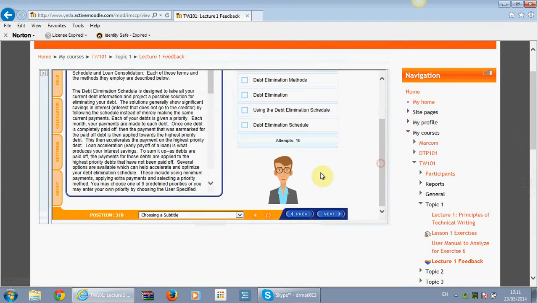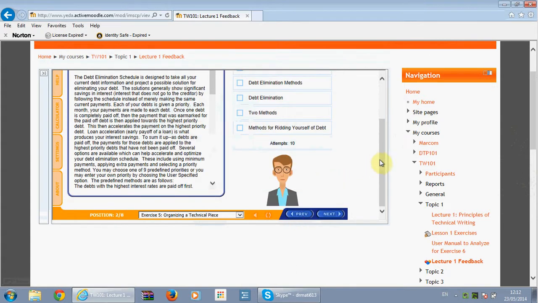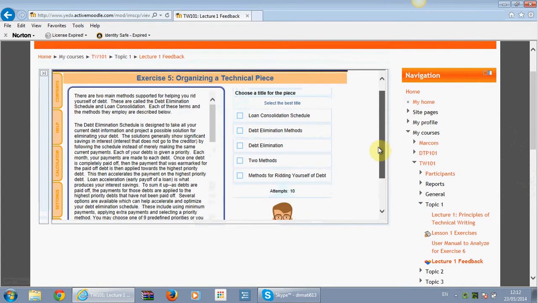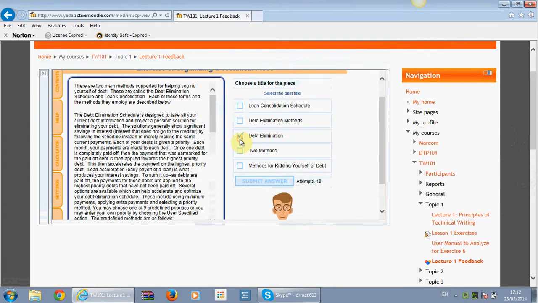In a minute, this little man is supposed to be talking. Maybe it was on the last slide that he was going to talk. Let's see. Yeah. Let's try again, if we got the wrong answer.